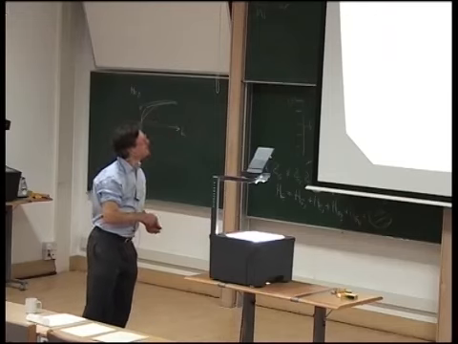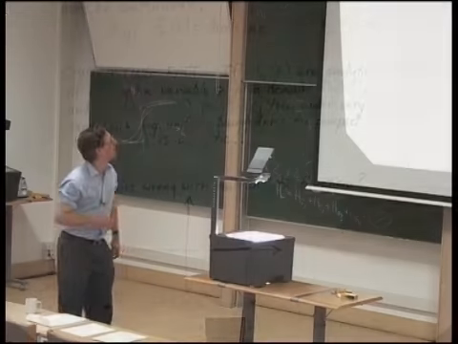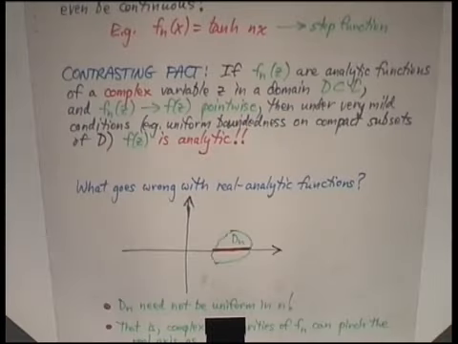But take a look at this contrasting fact about complex analysis. If Fn of z are analytic functions of a complex variable z in some domain D of the complex plane, and Fn of z approaches f of z pointwise, then under very mild conditions, the limiting function is guaranteed to be analytic. For example, Vitali's theorem says that if the functions Fn of z are uniformly bounded on compact subsets of D, that's enough to get analyticity.